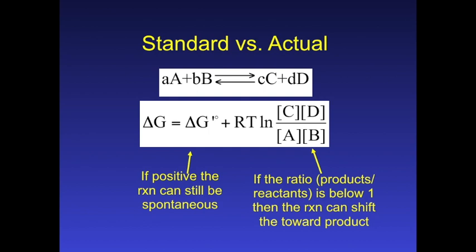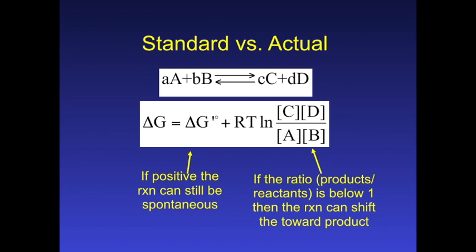And so if the concentrations are not at 1 molar, then we get a ratio, okay? And the concentrations in this case can change the direction. If the ratio of the products over the reactants is below 1, then when you take a negative log of something that is less than 1, that can influence a reaction.